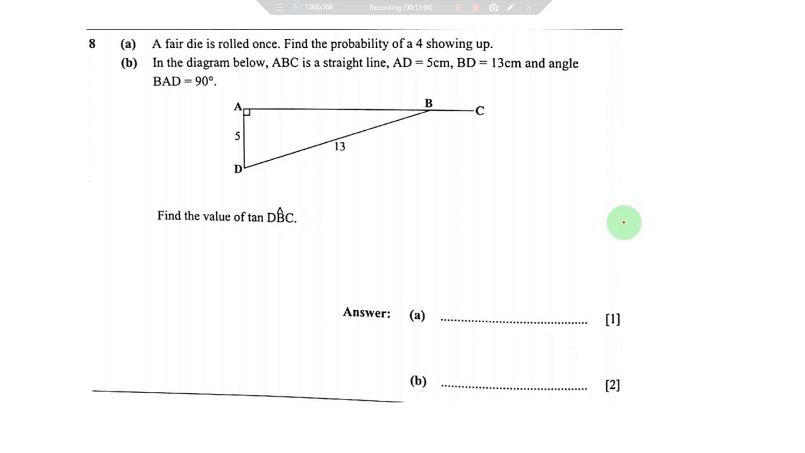A fair die is rolled once. Find the probability of a 4 showing up.